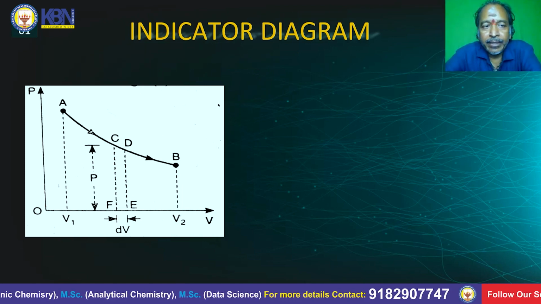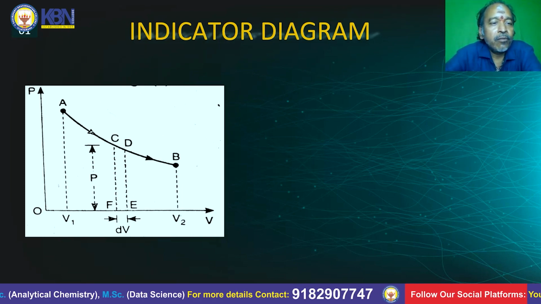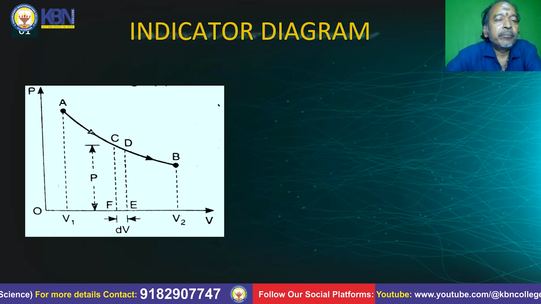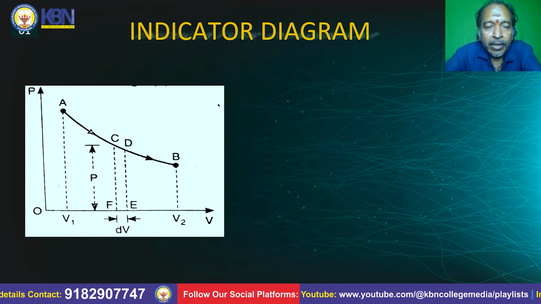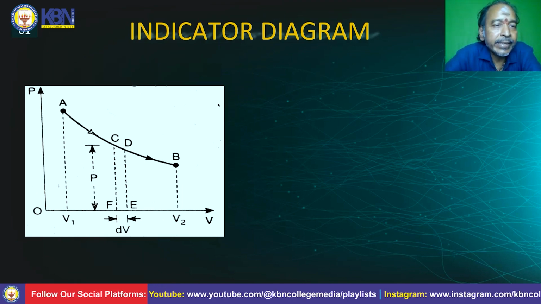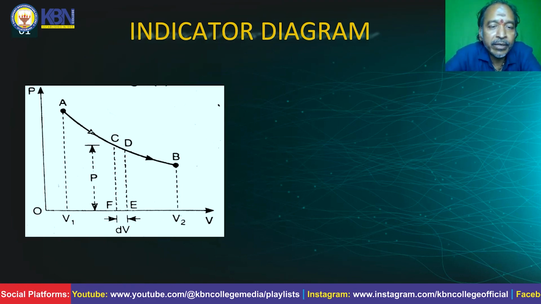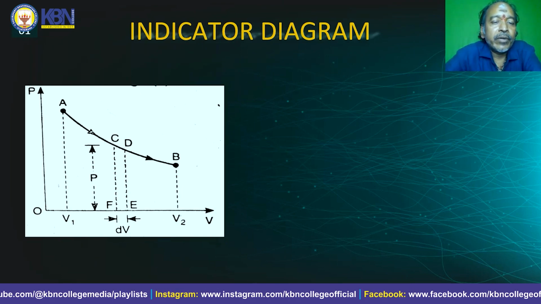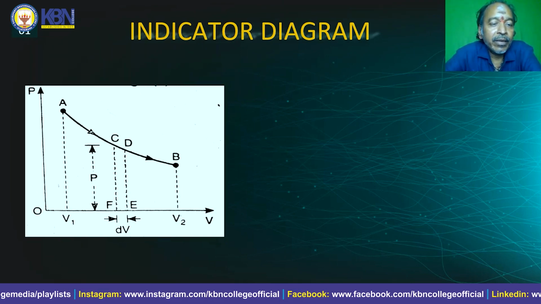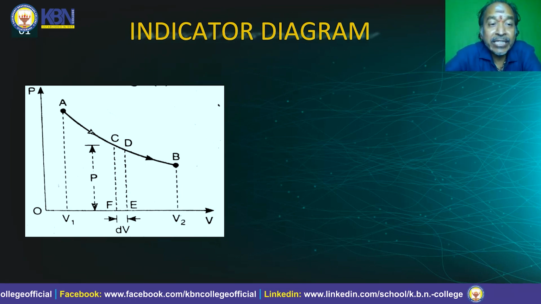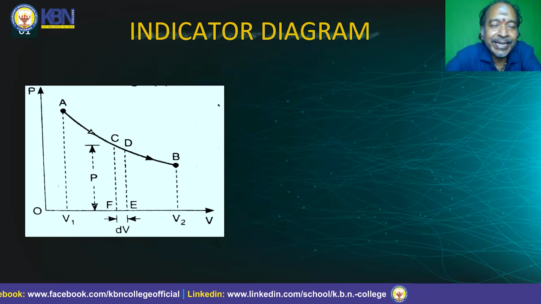So here in the diagram there is a curve AB. Here A is the initial state and B is the final state. At A the volume is V1 and at B the volume is V2. From the graph we observe that V2 is greater than V1. So from A to B, the gas expands, that means work is done by the gas.